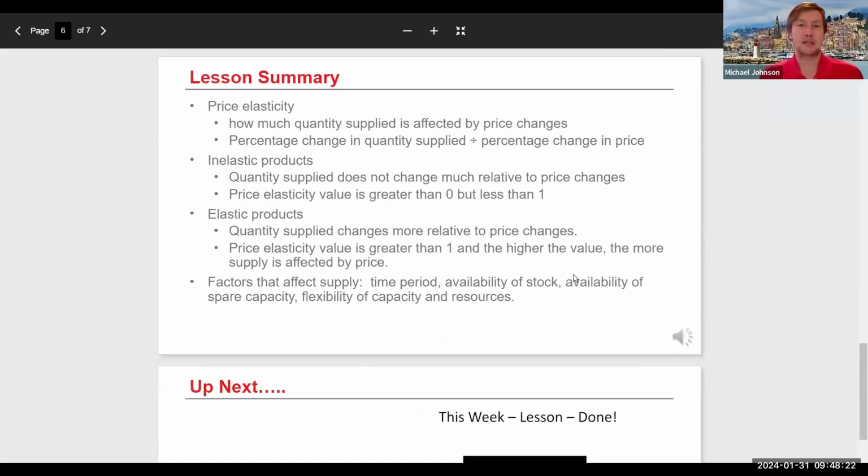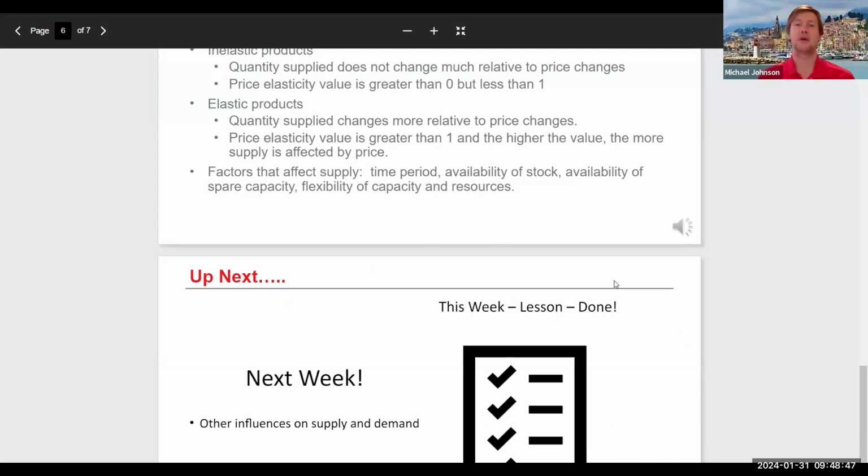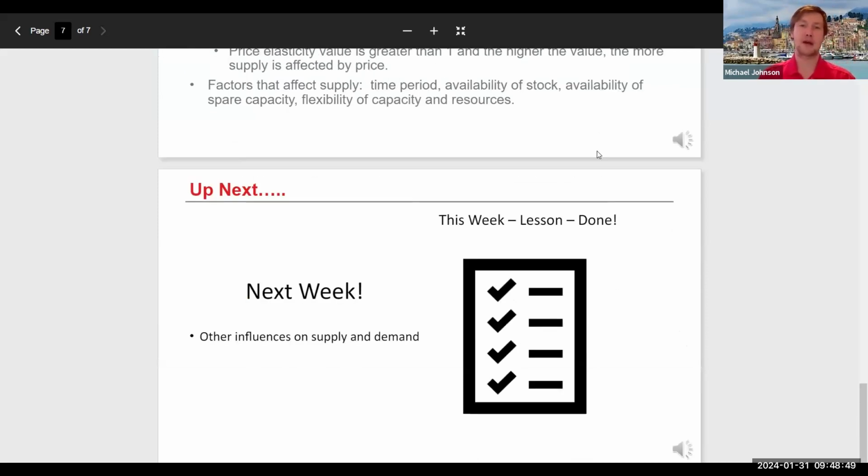Lesson summary: price elasticity is how much quantity supplied is affected by price changes. Use the midpoint method for calculating it. Inelastic products: quantity supplied doesn't change much relative to price changes. Price elasticity value is greater than 0, but less than 1. Elastic products: quantity supplied changes more relative to price changes. Price elasticity value is greater than 1, and the higher the value, the more supply is affected by price. Factors that affect supply: time period, availability of stock, availability of spare capacity, flexibility of capacity, and resources.